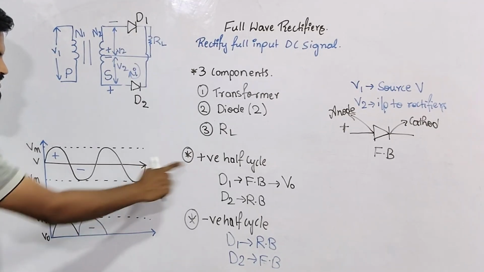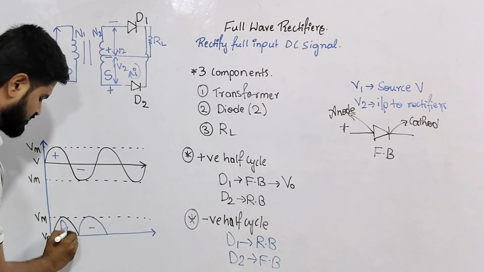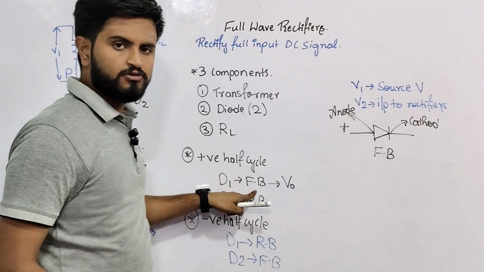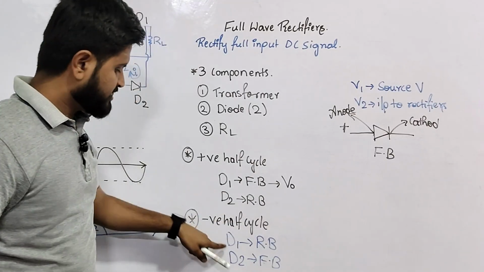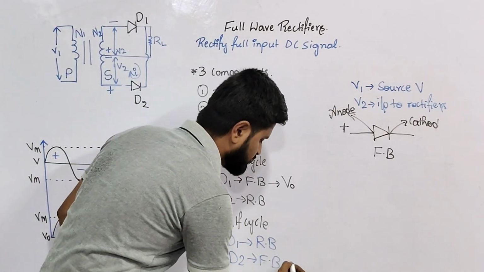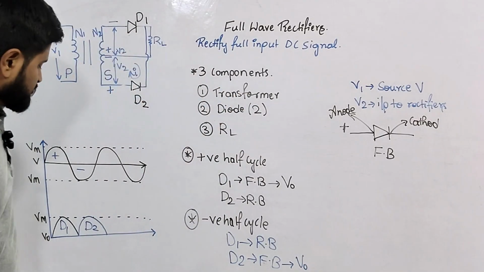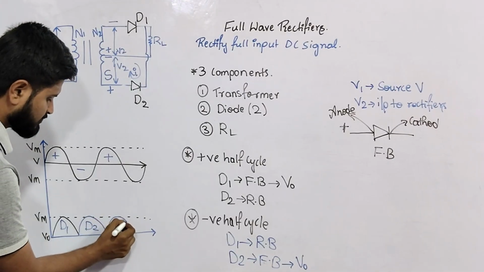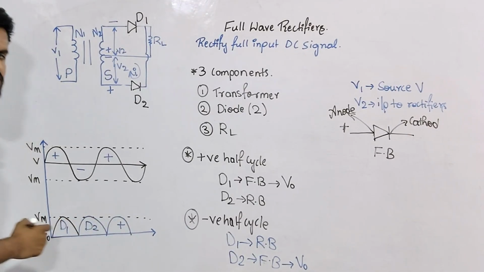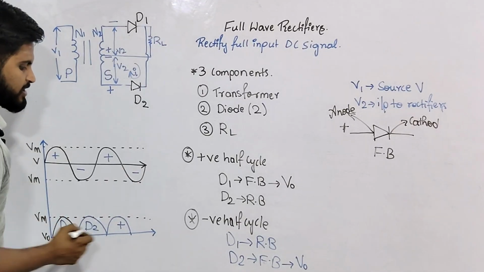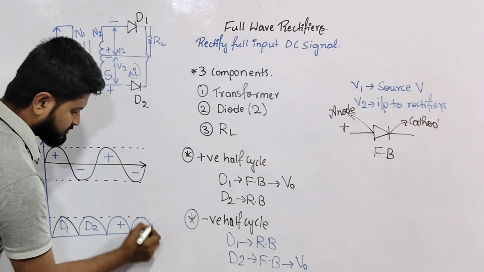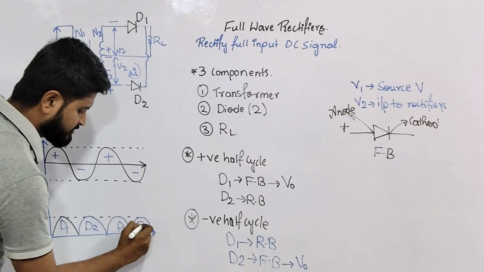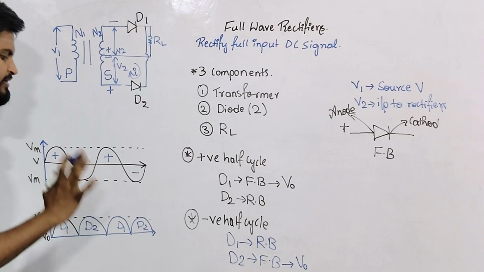So this positive half cycle was rectified because of diode D1. Negative half cycle because of diode D2. Here, diode D1 was forward biased, so we got the output voltage. Here, diode D2 is forward biased, so we will get the output voltage. Like that, when the positive half cycle comes again, diode D1 will be forward biased and the positive half cycle will be rectified. When the negative half cycle occurs, diode D2 will be forward biased and the negative half cycle will be rectified.